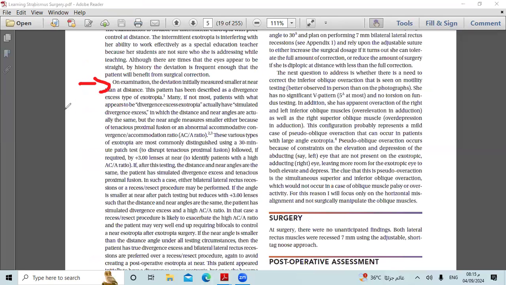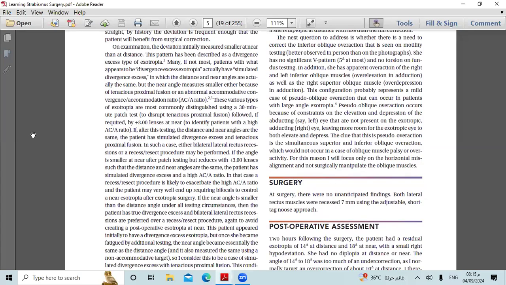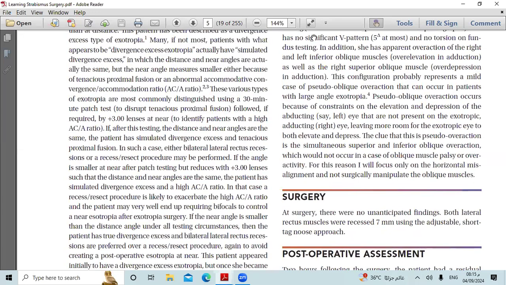These various types of exotropia are most commonly distinguished using a 30-minute patch test to disrupt tenacious proximal fusion, followed, if required, by plus three lenses at near to identify patients with a high ACA ratio. If, after this testing, the distance and near angles are the same, the patient has simulated divergence excess and tenacious proximal fusion. In such a case, either bilateral lateral rectus recessions or a recess-resect procedure may be performed.